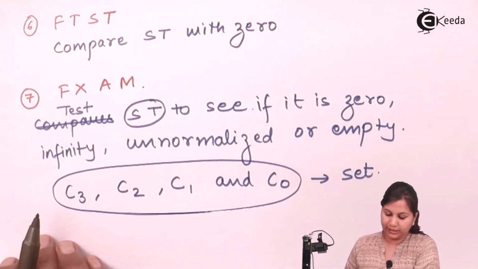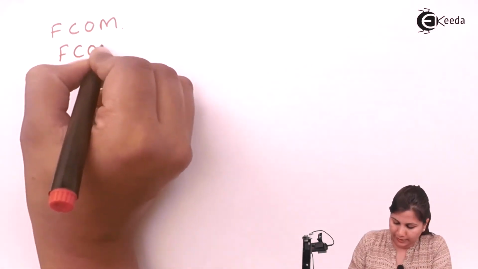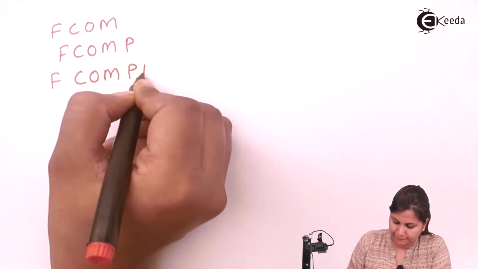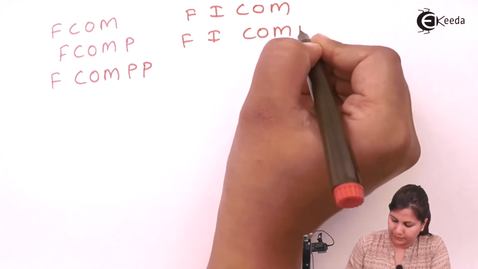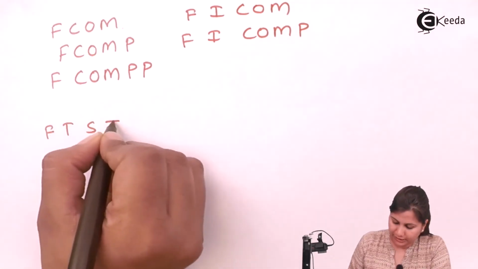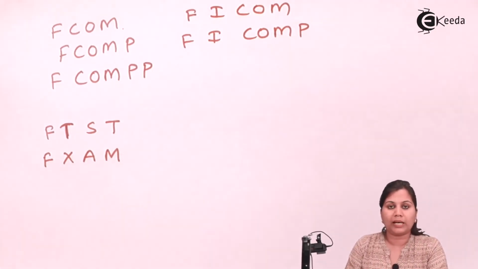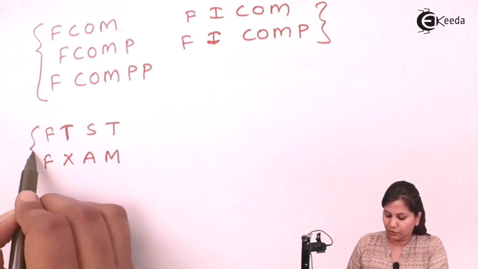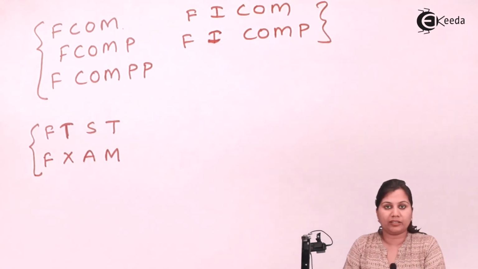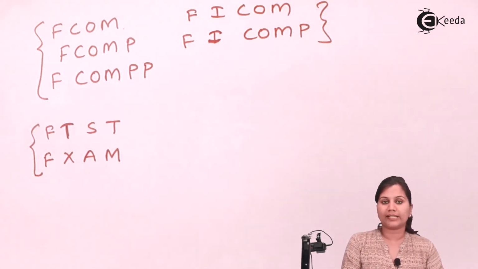So these are the compare instructions present in the 8087. Let's summarize them. We studied FCOM, FCOMP, FCOMPP. Then for integers, we studied FICOM and FICOMP. Then we studied two instructions: FTST to check whether the ST contents are zero, and FXAM to examine whether it is zero, infinity, unnormalized or empty. These three are for simple comparison, these two are for integer comparison, and these two are special compare instructions to examine whether it is zero or not. So these are the different compare instructions present in the instruction set of the 8087 math coprocessor.